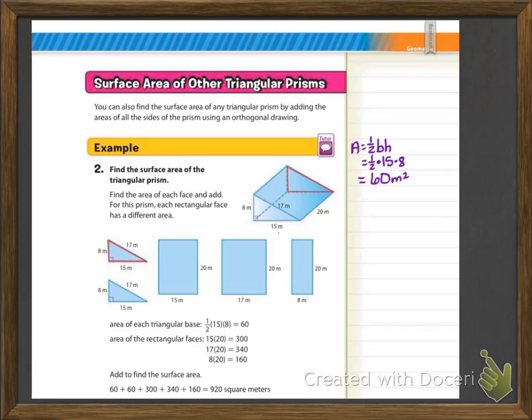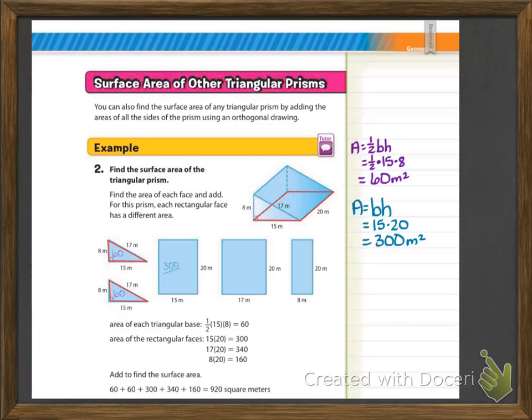Once I found that 60, I'm going to go ahead and write it inside that triangle. I also wrote it inside the second triangle as well, because they are exactly the same size and shape. So next I'm going to go to my rectangle. We're going to look at the bottommost rectangle. We have a base that's 15 and a height that is 20. Or you could think of it as length times width. So 15 times 20 is going to give us 300 meters squared.